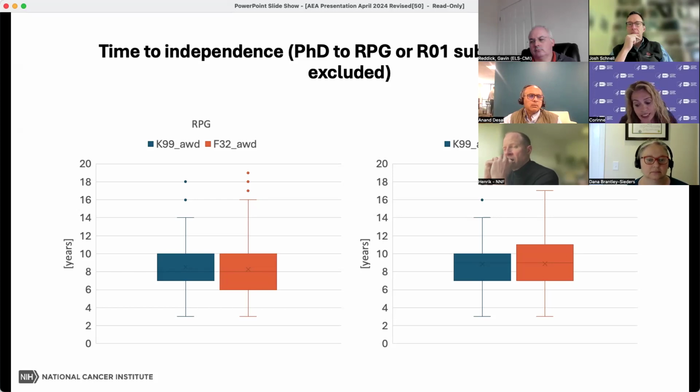Shown here for the K99 R00 study and the F32 component group, with the F32 awardees having a slightly less time to independence. This would make sense because they don't have the second phase, the R00 phase, so they would transition slightly sooner. Okay. Next slide, please.